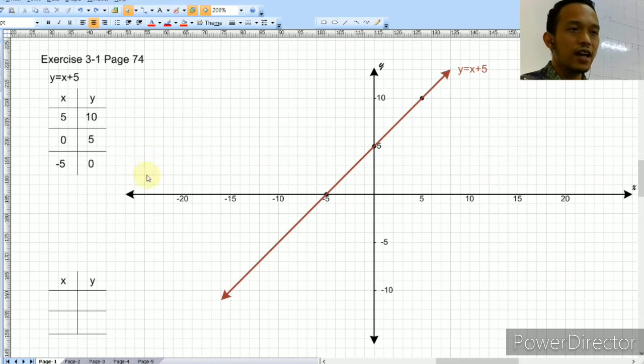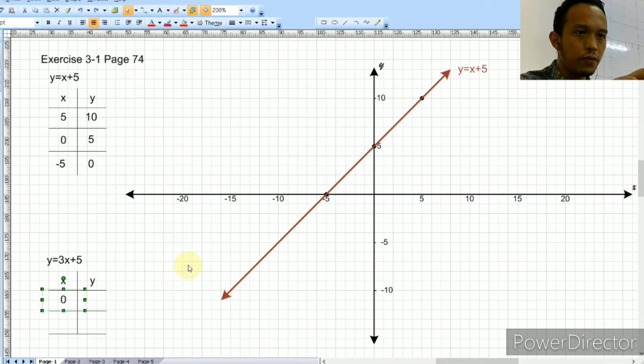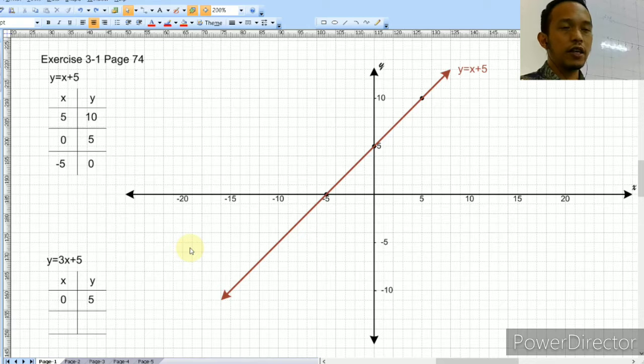Now let's go to the second function referred to in the textbook. This one is y equals 3x plus 5. See, we only add a different coefficient of x. Before it was y equals x plus 5, now y equals 3x plus 5. Using the conventional method, I use 0 as my x. If it's not specified, it means we use the domain of all real numbers for x. For the next pair, I will use negative 5, and y is negative 10.